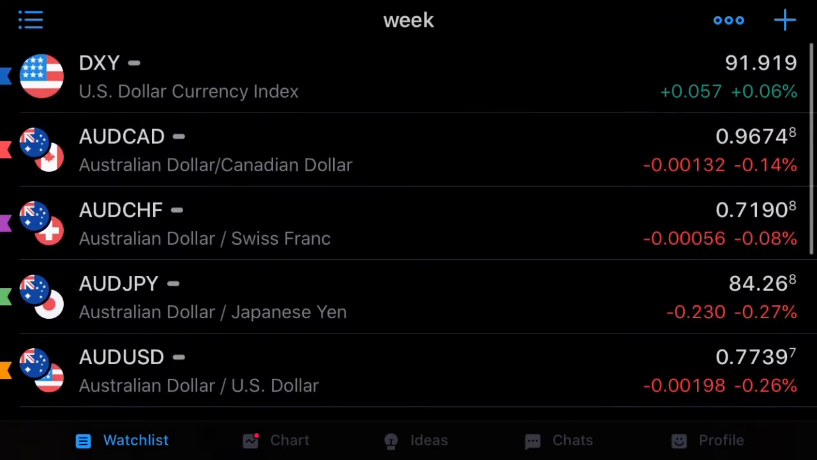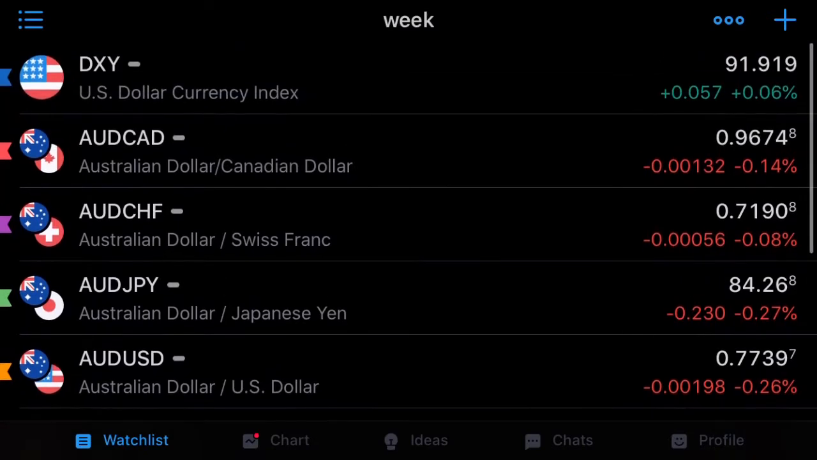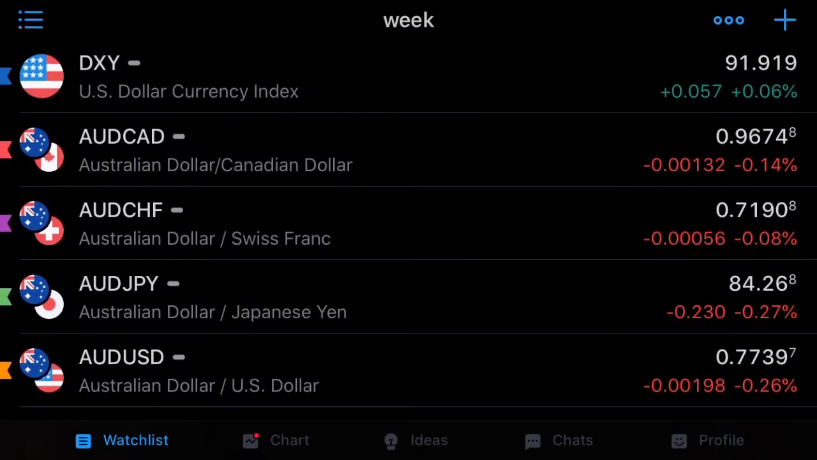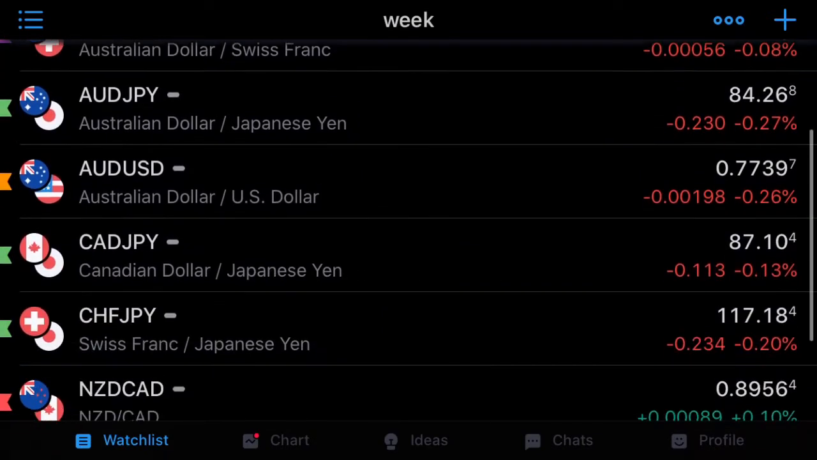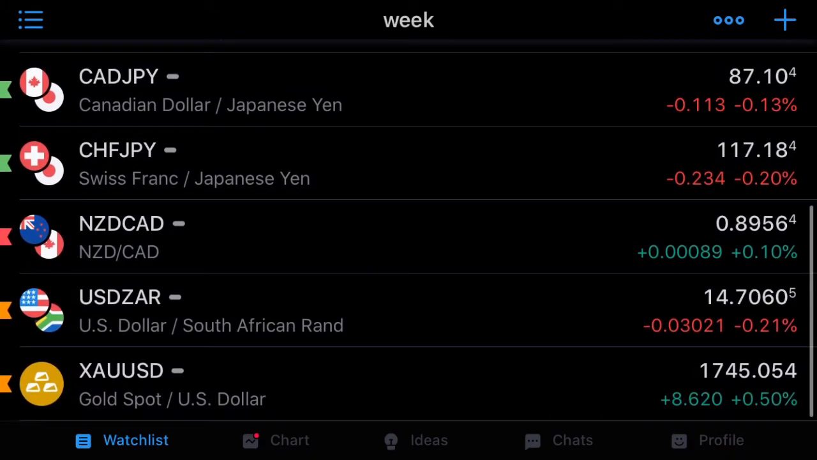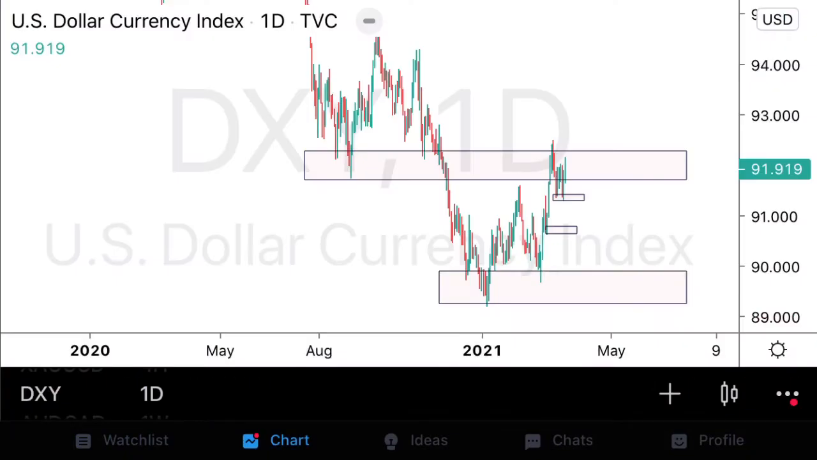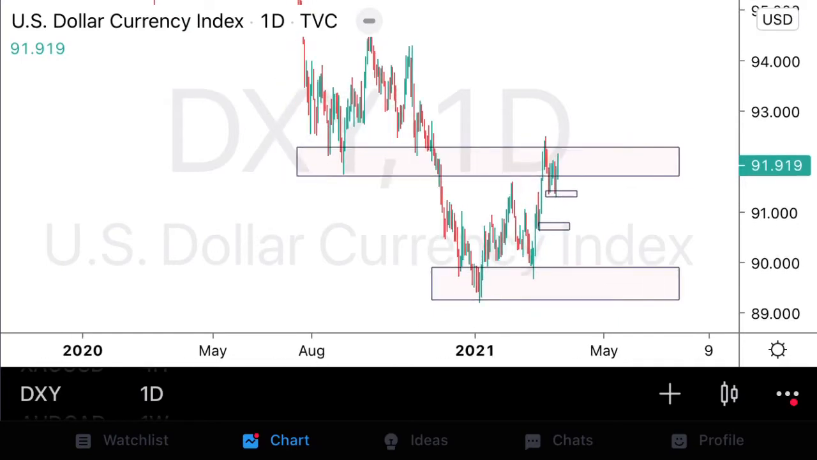Now guys, these are the pairs that we're going to get into: the dollar index, Aussie CAD, Aussie Swiss franc, Aussie yen, Aussie dollar, CAD yen, Swiss yen, New Zealand dollar CAD, USDZAR, and gold. These are the pairs that we're going to get into today, guys. So let's kick things off with our DXY analysis.